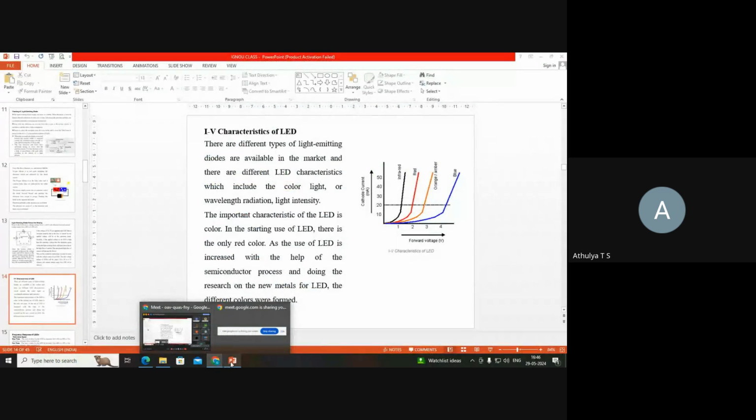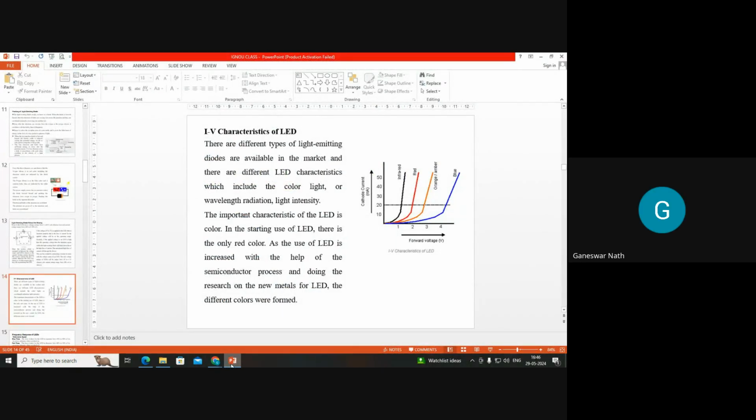Okay, so now we are coming to the IV characteristic of the LED. If you recall the PN junction diode, you are getting a forward biasing and the reverse biasing. But in case of the LED, you can see I put the different colors: this is infrared, this is red, this is orange, this is blue. Since the LED is operating only in forward bias condition, there is no need for reverse biasing. Only it has a forward biasing characteristic.